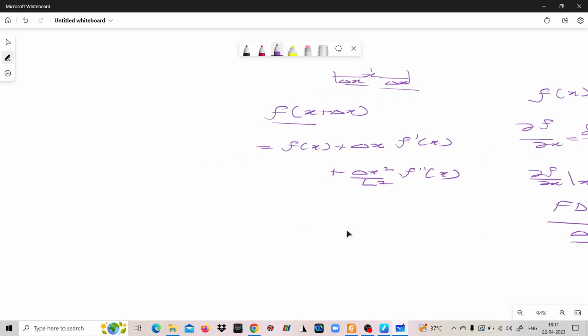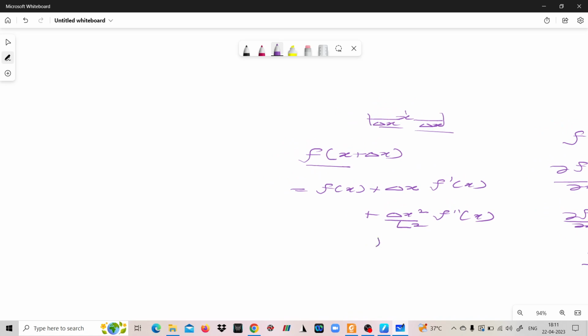Now if we use plus, there will be some other terms. Now if this is denoted as f of I plus 1, then it is f of I plus delta x del f by del x, because it is f dash x, plus delta x square by factorial 2 del 2f del x square plus dot dot dot.